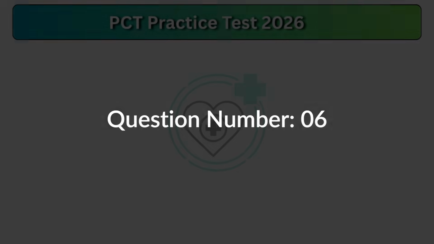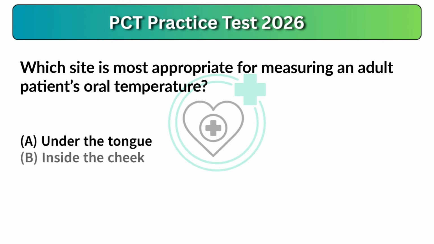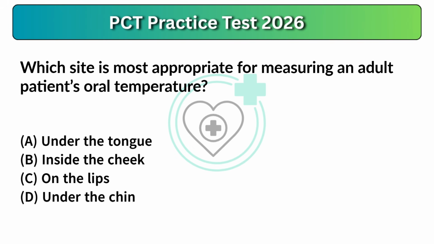Question number 6. Which site is most appropriate for measuring an adult patient's oral temperature? A. Under the tongue. B. Inside the cheek. C. On the lips. D. Under the chin.